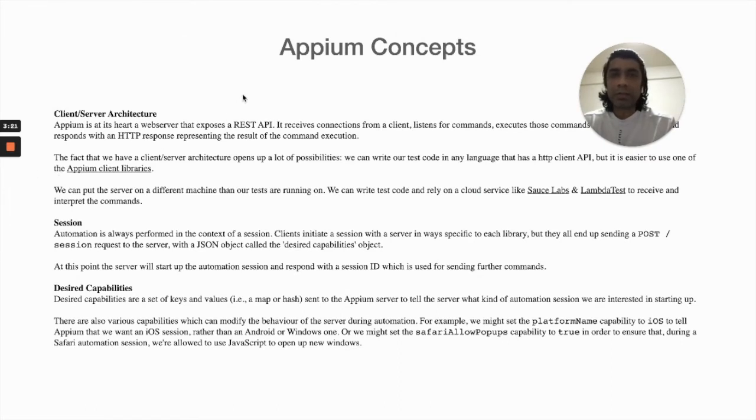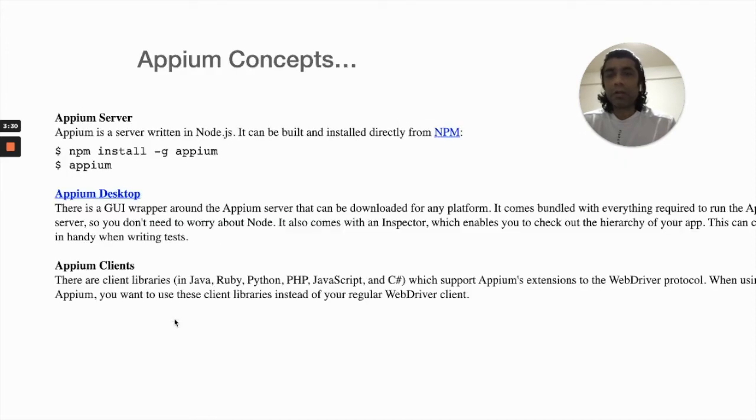So these are Appium concepts. This is a client-server architecture, how a session is made, and what the desired capabilities are. Appium server can be installed using Node Package Manager, and there is also a GUI wrapper on the Appium server, so we can install Appium Desktop directly from the Appium website and use that as well. Appium clients are different libraries which are used to create the automation.